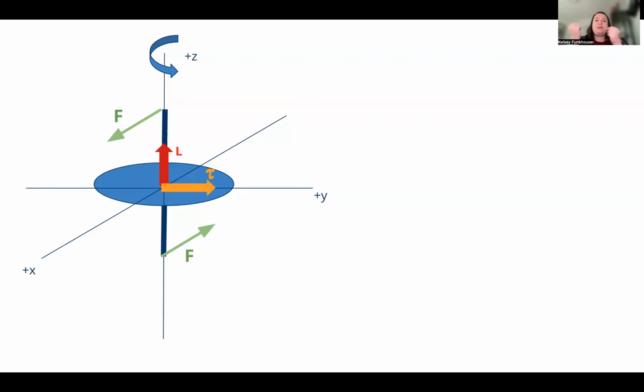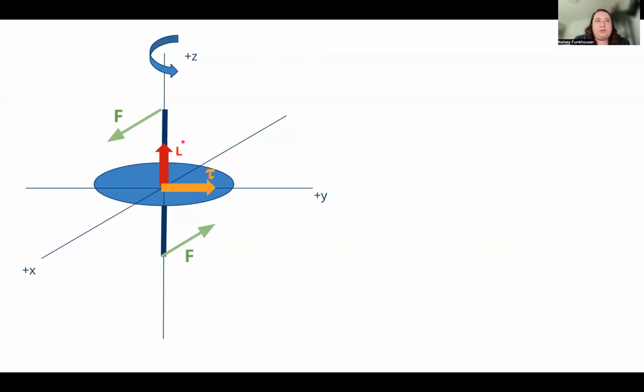So we know the direction of the angular momentum, positive z direction, and the direction of the torque, positive y direction. But what does this information tell us? Well, the angular momentum vector is going to precess in the direction of the torque. So the vector will go from pointing straight up in the z-axis and tilt toward the y-axis. So it'll look like this.